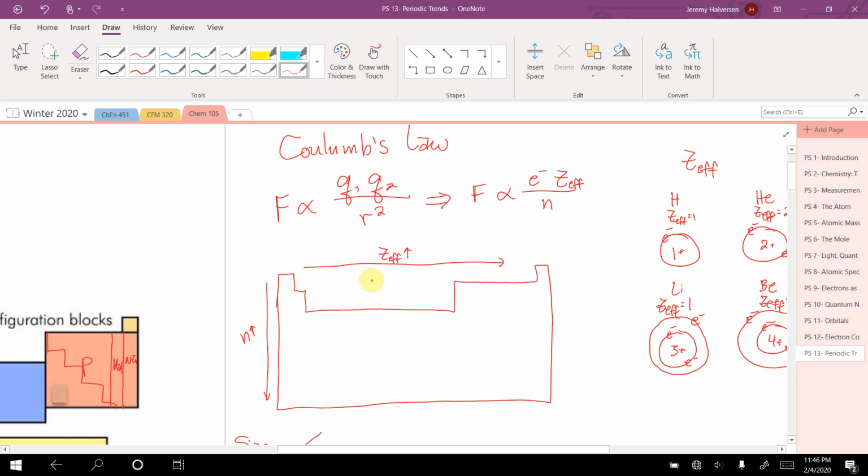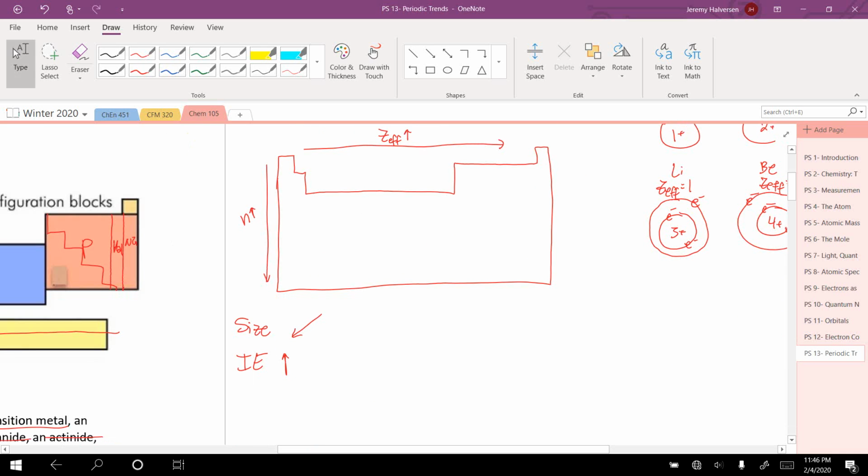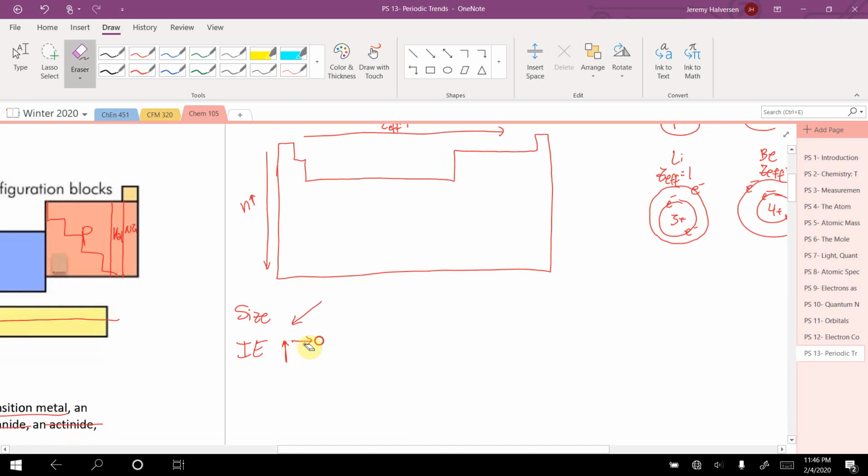Now as I move across the periodic table to the right, the Z effective increases, which means the force of attraction increases, which means it becomes harder to remove electrons. So that means that ionization energy increases to the right, which means we could draw it up and to the right.